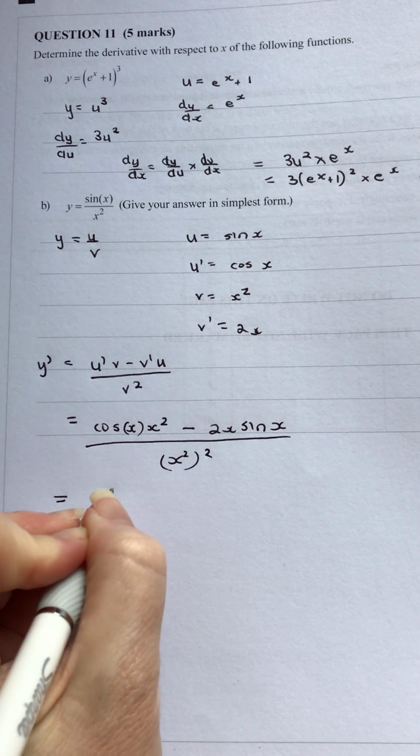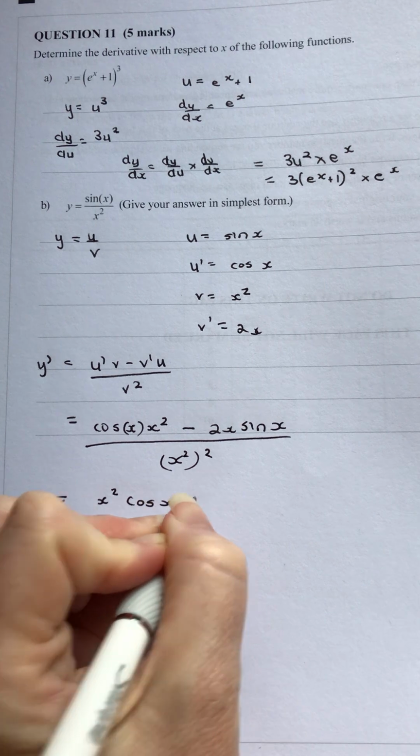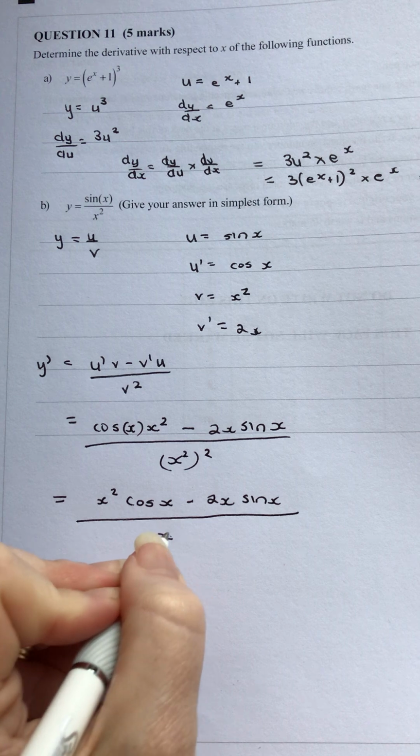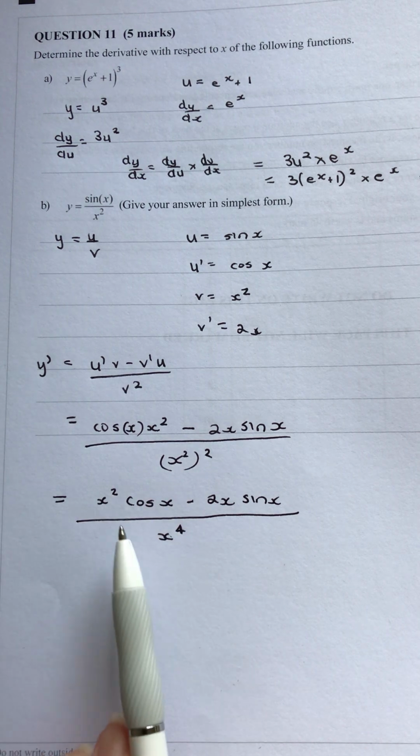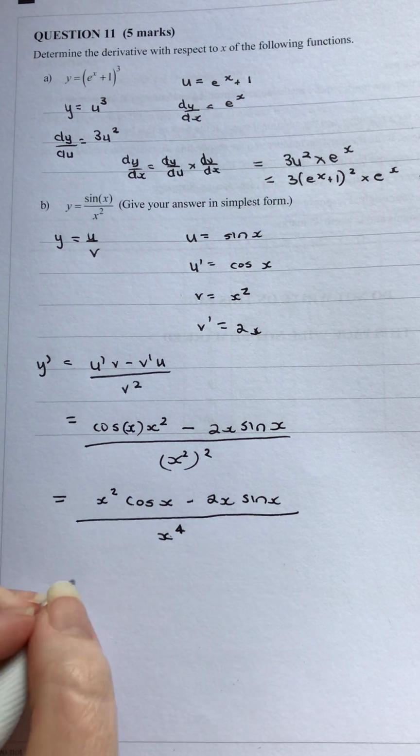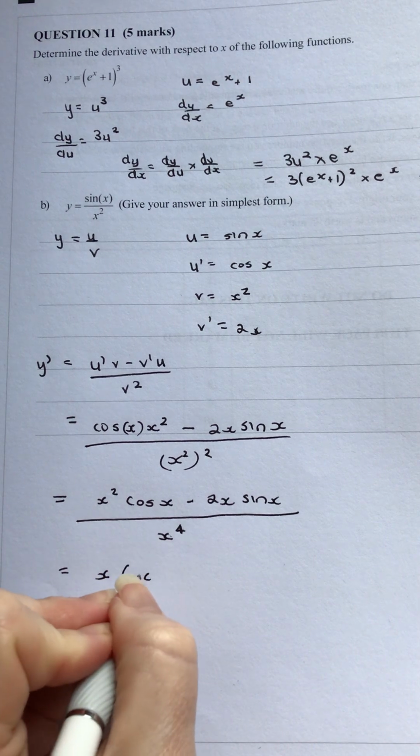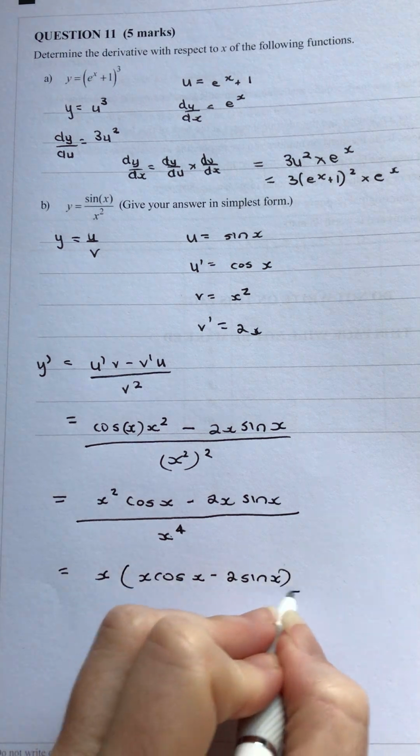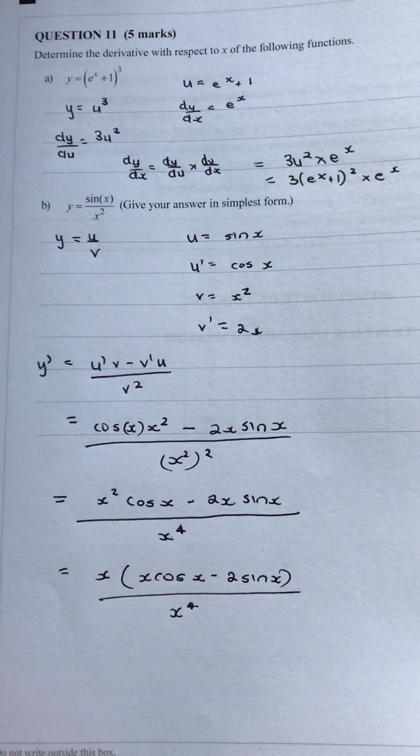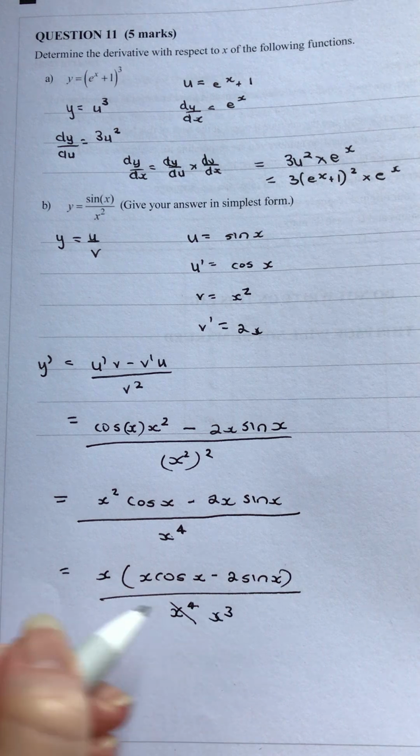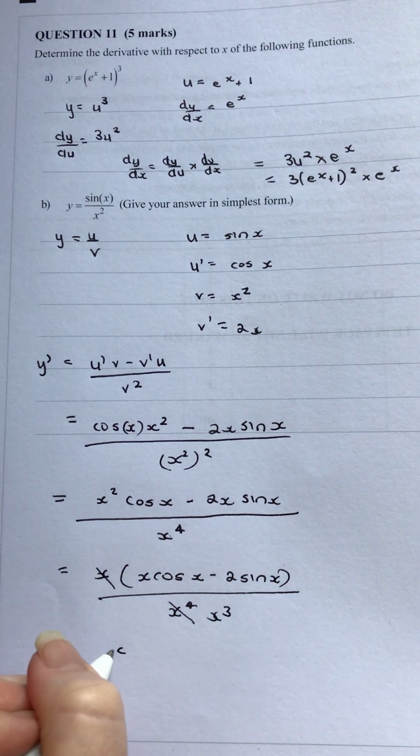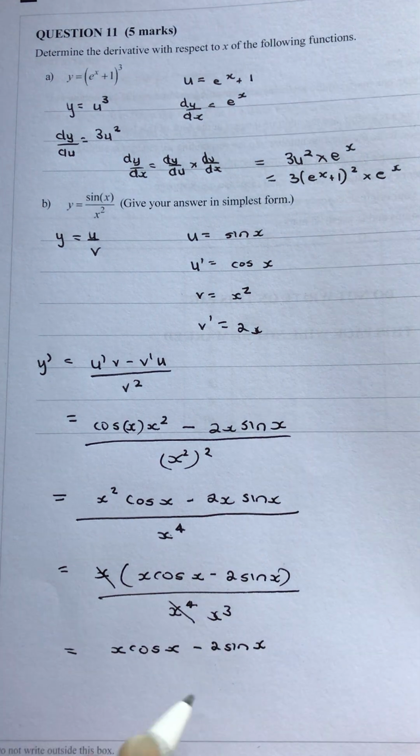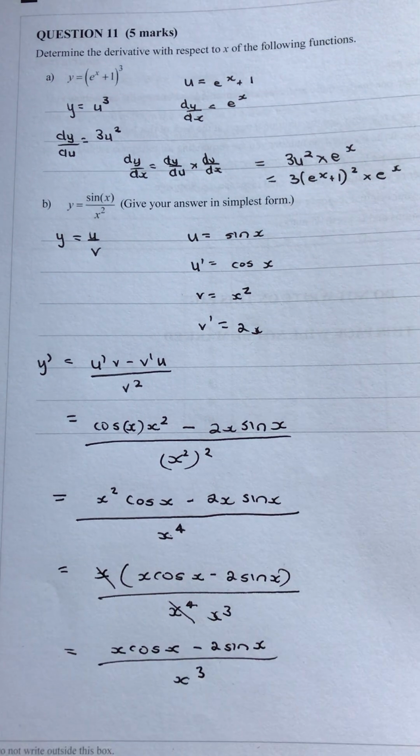So on the top, I'm going to put that x squared out the front of my cos x. I just like to see it that way better. And then on the bottom, I've got my x to the power of 4. I notice that I've got a common factor of x here, so I can take that out the front. And on the bottom, I've got my x to the power of 4, so I can cancel that out and make it x to the power of 3 there. And that leaves me with x cos x minus 2 sin x on the top. And on the bottom, I have my x to the power of 3.